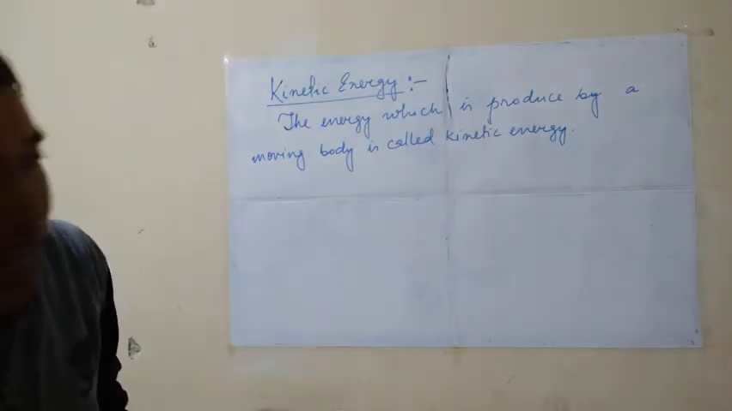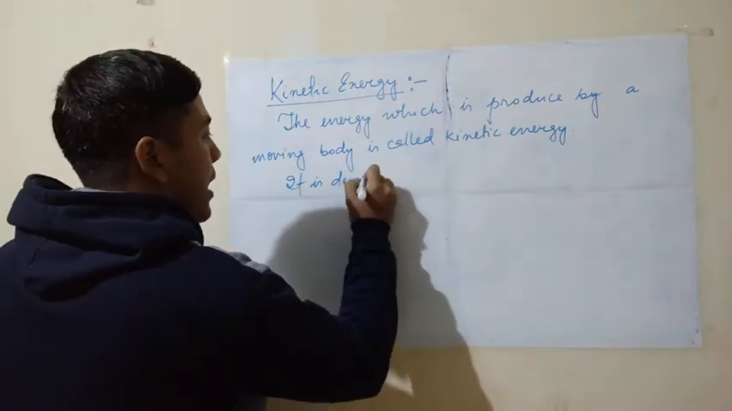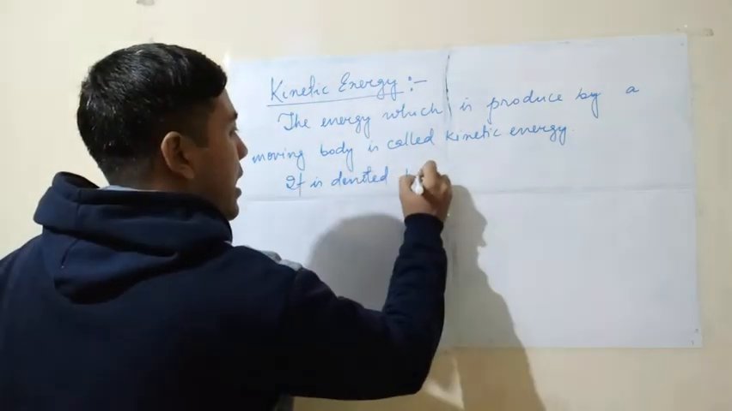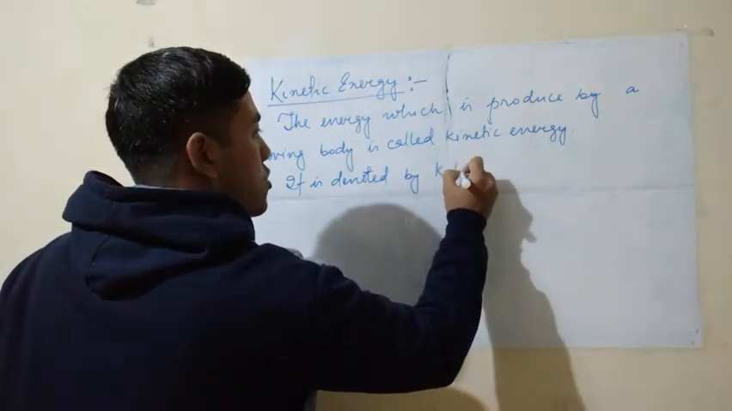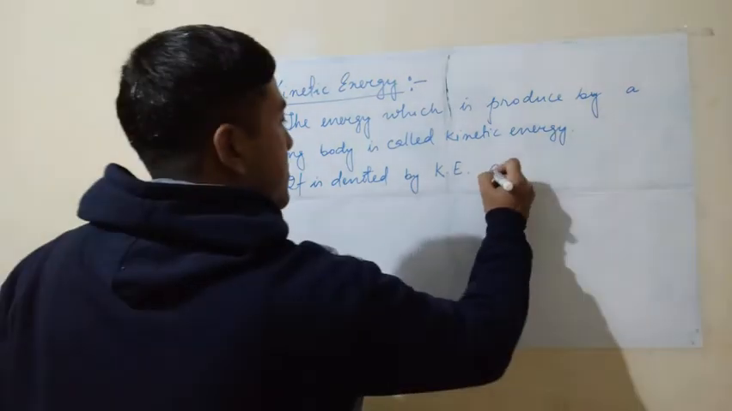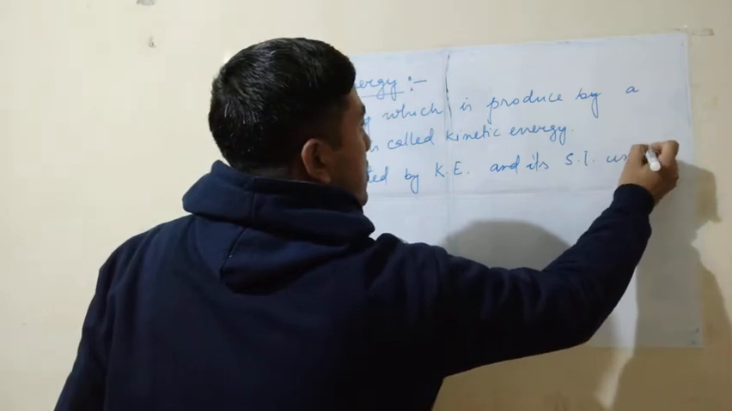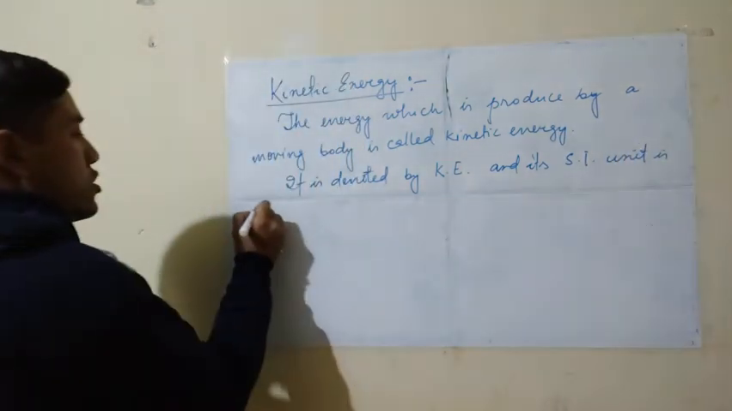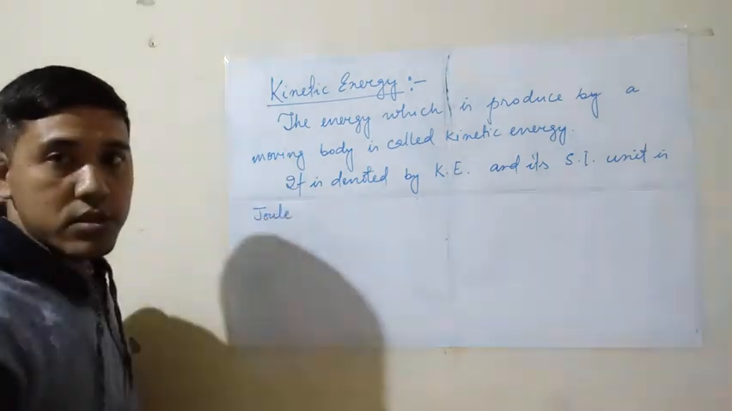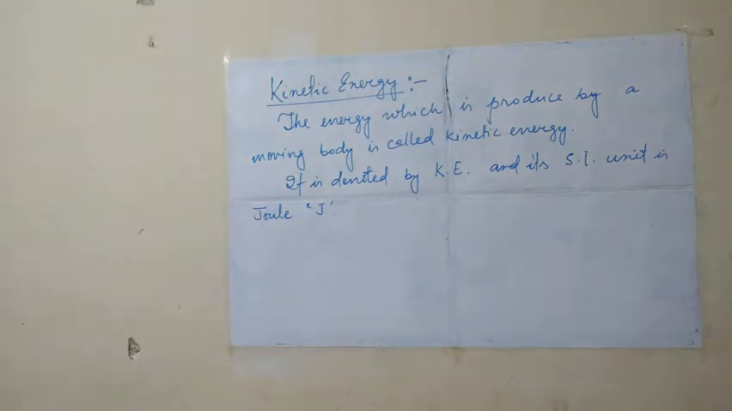Now, this kinetic energy is denoted by capital letters K.E., and its SI unit is joule. Joule is denoted by capital letter J.